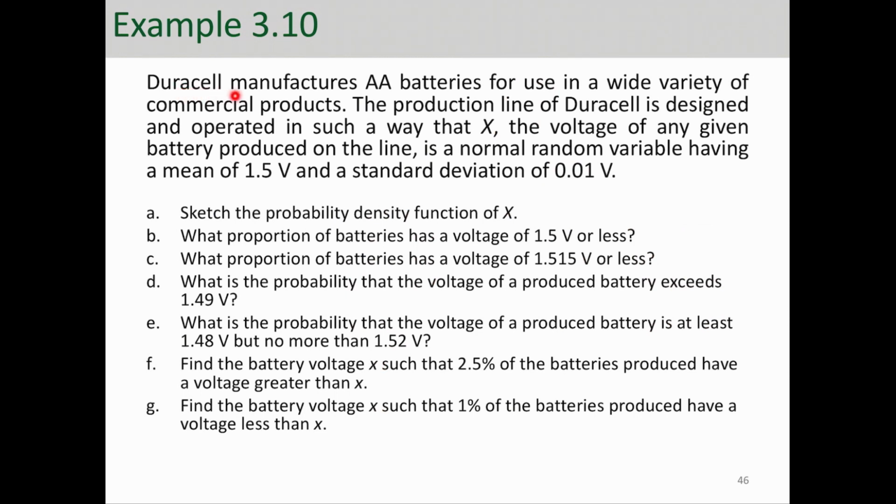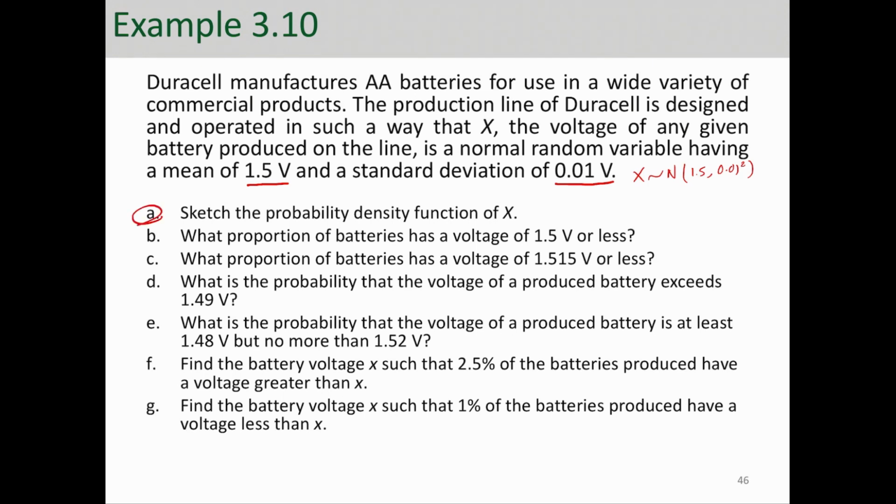This one says, Duracell manufactures AA batteries for use in a wide variety of commercial products. The production line of Duracell is designed and operated in such a way that X, the voltage of any given battery produced on the line, is a normal random variable having a mean of 1.5 volts and a standard deviation of 0.01 volt. So here we're dealing with a normal random variable X with mean 1.5 and standard deviation 0.01. As you can see, it's not a standard normal. So let's see what we need to do.